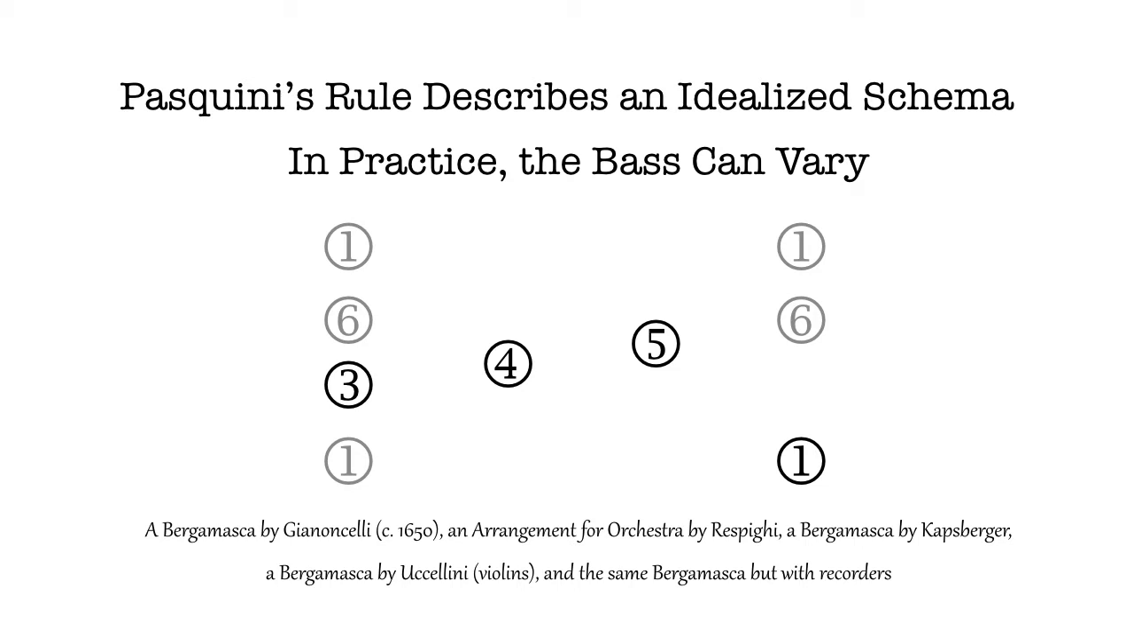The schema of Pasquini corresponds with a 17th century pattern known as a bergamasca. Just like the romanesca was something that every musician knew, so was a bergamasca, and it's very much like a cadence. 4 and 5 in the middle tend to be always the same, but the first note could be 1 or 3 or 6 or 1 in a higher octave, and the last note could be a 6 or a 1 in either of 2 octaves.